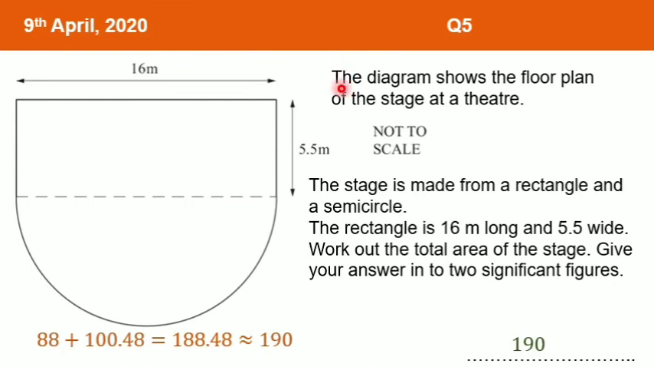Question 5. The diagram shows the floor plan at the stage of a theater. The stage is made from a rectangle and a semicircle. The rectangle is 16 meters long and 5.5 wide. Work out the total area of the stage. Give your answer to significant figures. So here is the rectangle shape and this is the semicircle one. Let us find the area of the rectangle first. Area of a rectangle will be length times width, right? The length is 16 and the width is 5.5. So 16 times 5.5 will be 88.